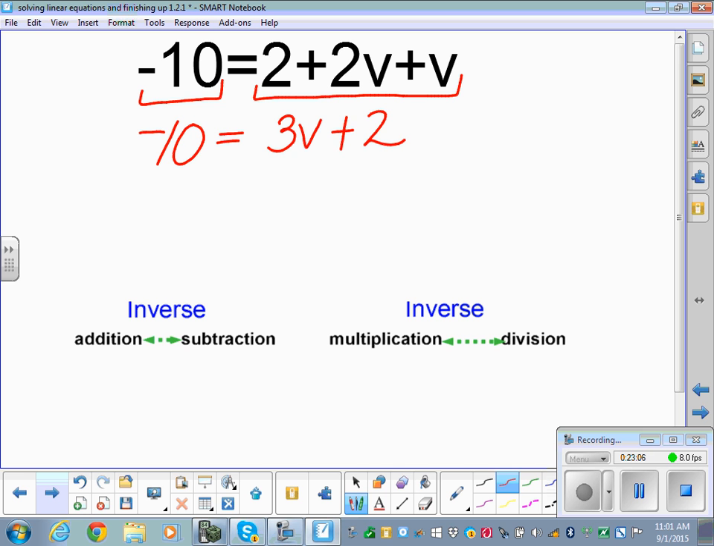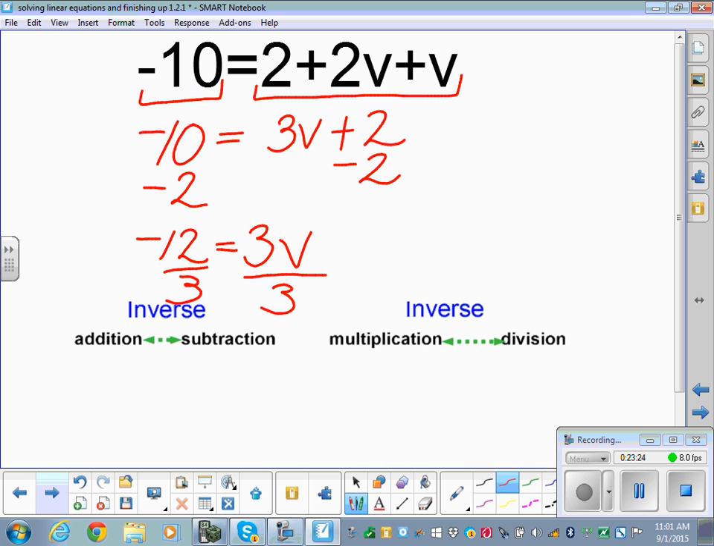Now, piece by piece, can't we solve for b? What will we do? Subtract 2. Be very careful. Many of you are still having a hard time adding these kinds of things. What's negative 10 minus 2? Okay. Negative 12 is equal to 3b. What's my next step? Divide by 3. Once again, a lot of you are still having problems. What's a negative divided by a positive? Negative. So we get b is equal to negative 4.